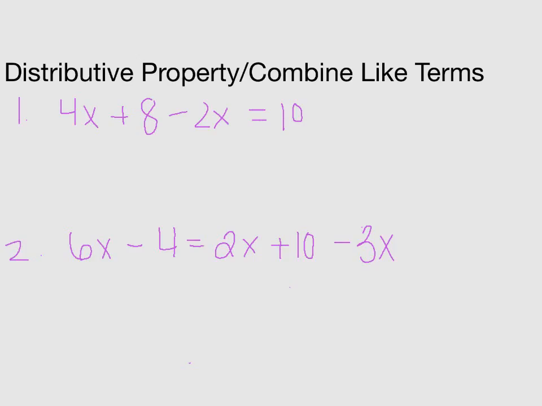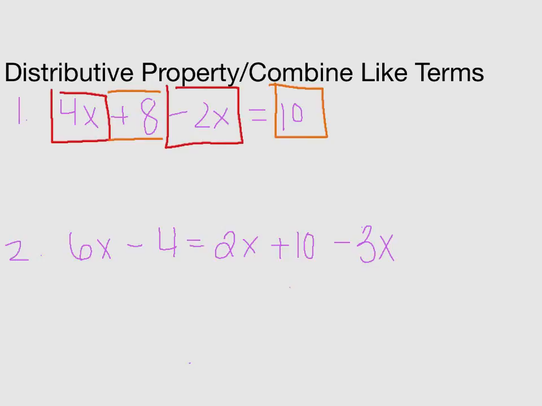For these two problems, I need to combine my like terms. I notice that my like terms are positive 4x and negative 2x. I also have other like terms, which are positive 8 and 10. So my reds need to go together and my oranges need to go together. Let's first start with my reds. I have 4x minus 2x, since there's a minus in front of that 2x, which is going to be 2x. I'm going to drop down my plus 8 and my equals 10.